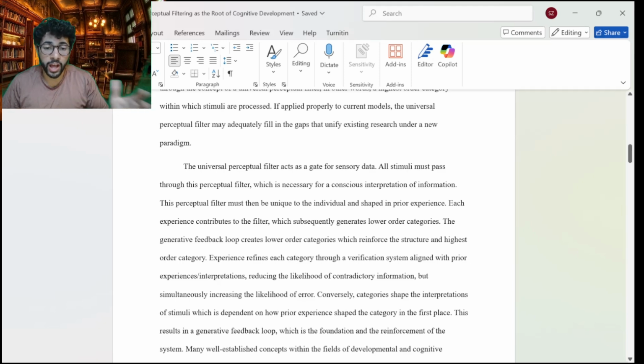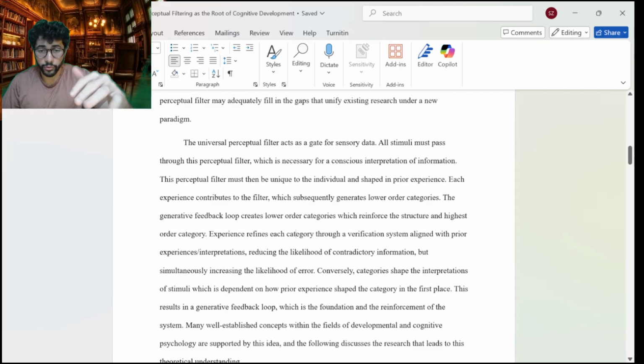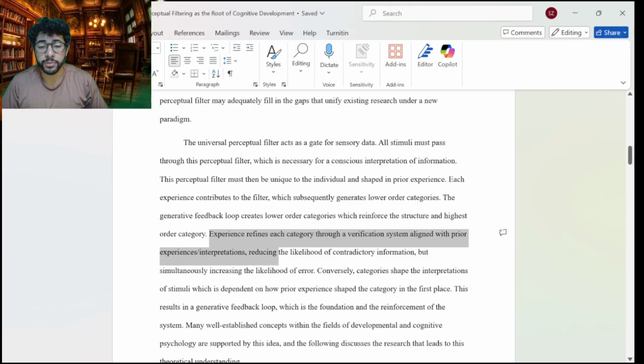And there's a lot of evidence for this. Throughout the whole thing, I explain there's a few different papers, and I plan on adding more as well. But I just think this idea in and of itself is valuable enough to put out as it is in this paper. So experience refines each category through a verification system aligned with prior experiences and interpretations, reducing the likelihood of contradictory information, but simultaneously increasing the likelihood of error.